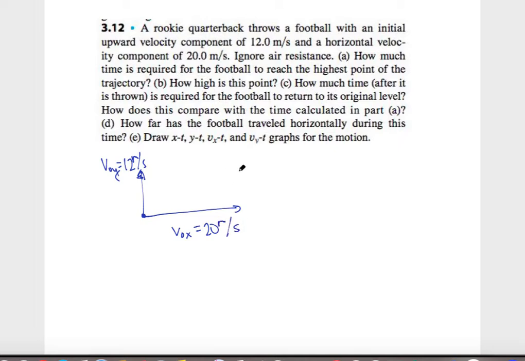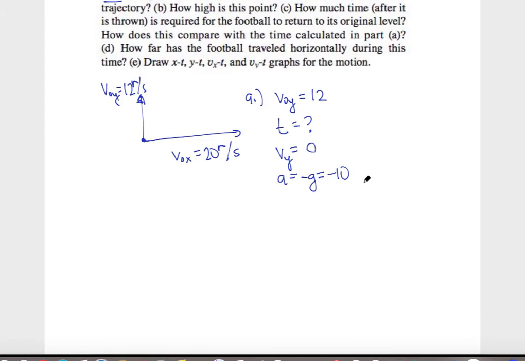And so ignoring air resistance, we want to know how much time is required for the football to reach the highest point of its trajectory. So we're first interested in time. So we have v naught y, and we want to use v naught y because we know that the time in the air is dependent only on the vertical component. We know at the peak of its trajectory, the y velocity will be 0. And we also know that throughout the course of this y motion, the acceleration would be equal to negative g, which we'll just call negative 10. So, which equation has all four of these things in it?